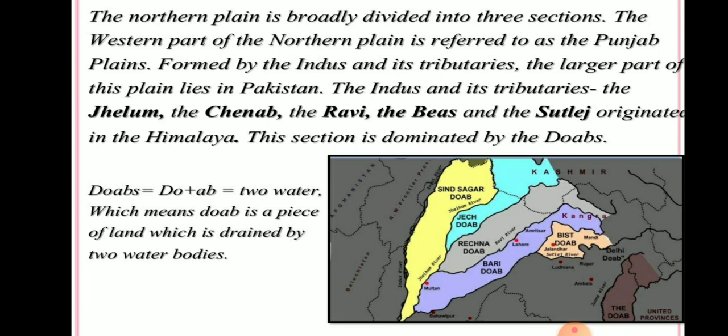So what are the tributaries? The Jhelum, the Chenab, the Ravi, the Beas and Sutlej. These all originate in the Himalayas, and this section is dominated by the doabs. So this section has a lot of doabs. So what is this doab? The word doab means the land where two rivers join. So the place where two rivers join is a doab. So we have doabs here in this Punjab plain.